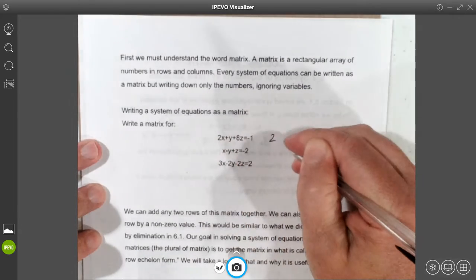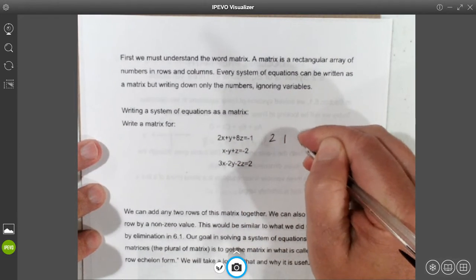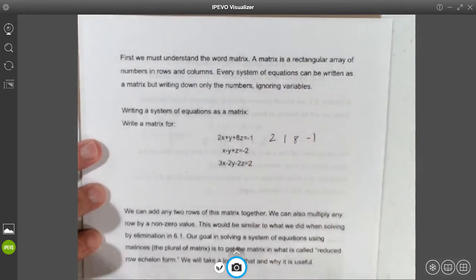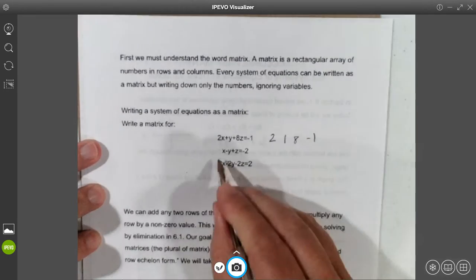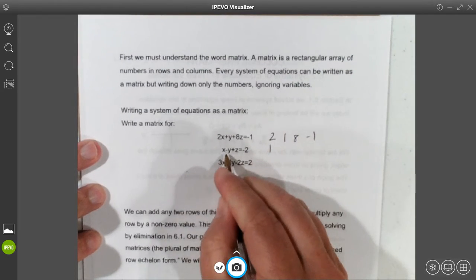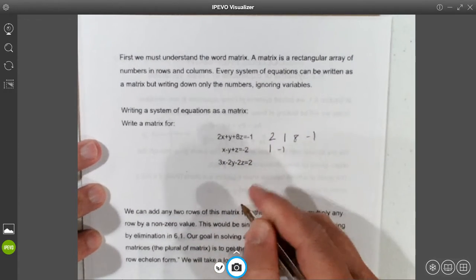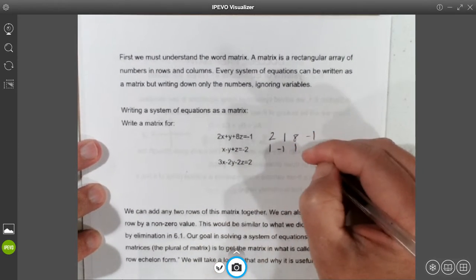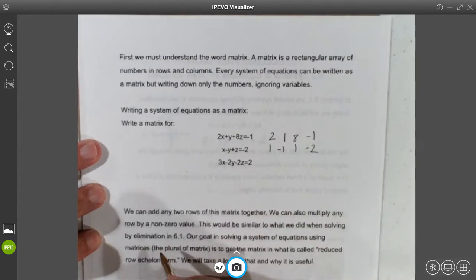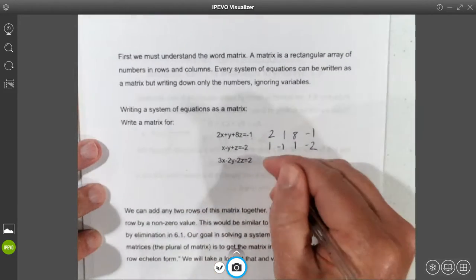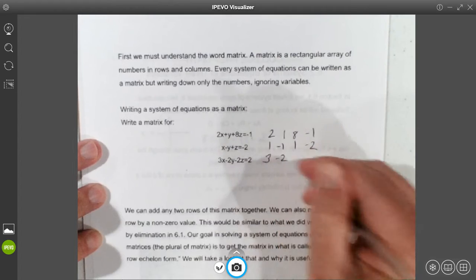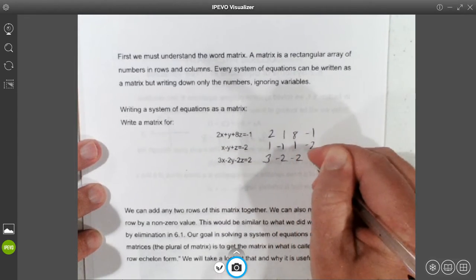There's an understood 1 in front of that y, 8, and -1. That's the first row. The next row would be 1. And again, subtraction, change that to adding the opposite. So that would be a -1. That would be a 1. And that would be a -2. And here, this would be 3, -2, -2, and 2.